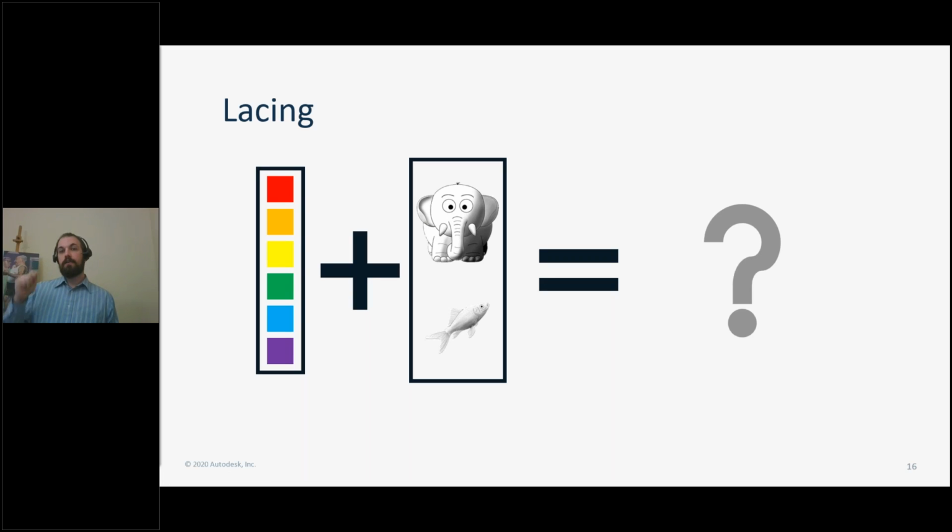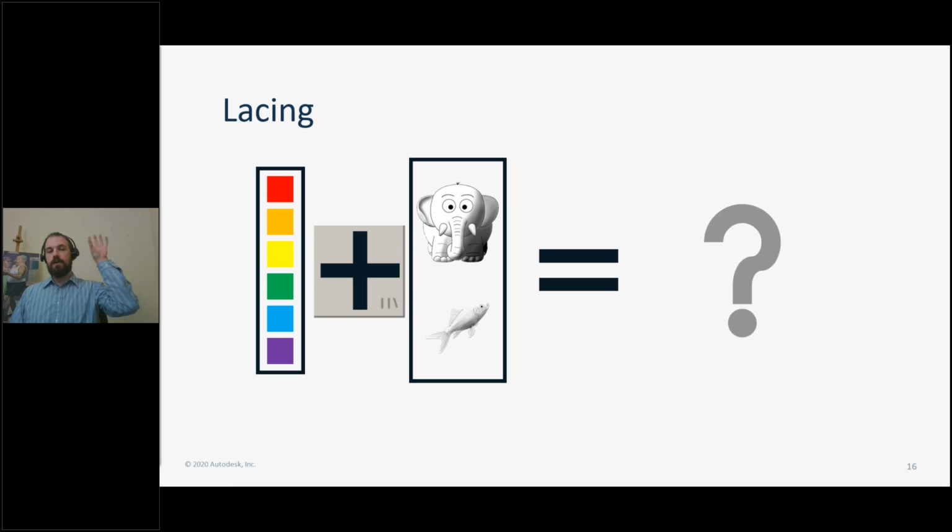Now let's look at our next type of lacing. List of colors plus the list of animals. We set that lacing to longest, right? So the longest lacing icon has 2 vertical lines and the diagonal line, representing taking the last item in the shorter list and mixing it with the next item in the longer list.